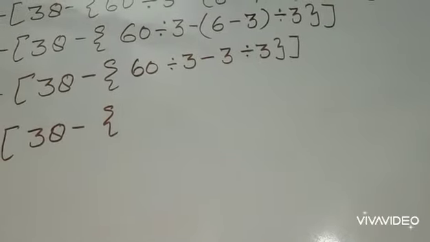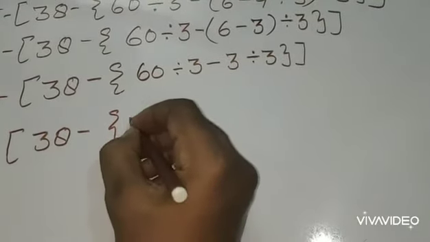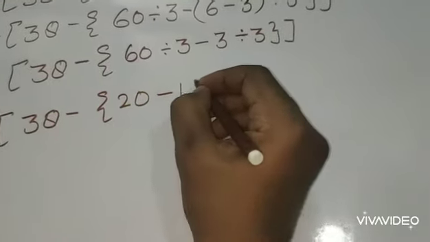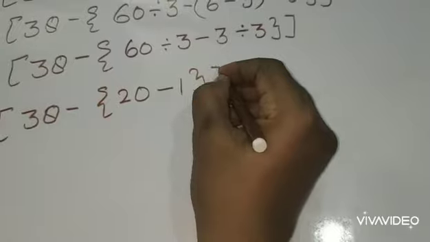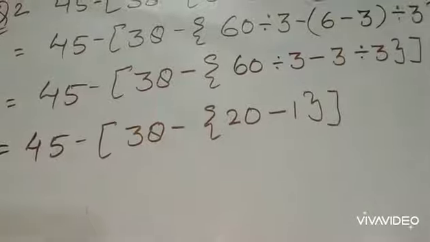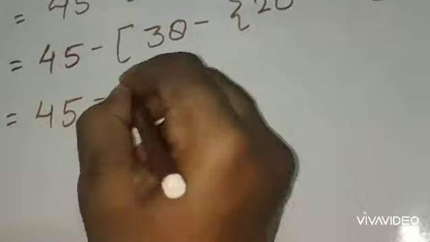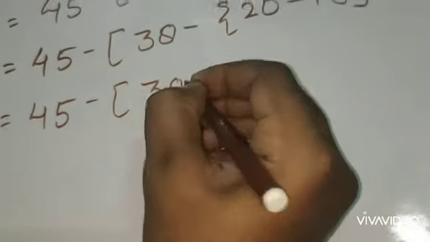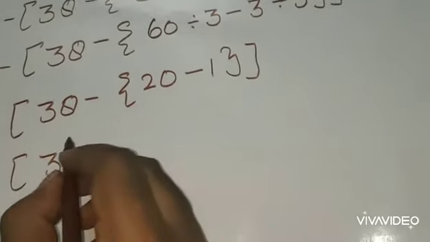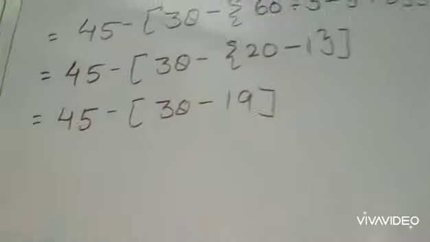So the division is to be solved first. So from here 60 divided by 3 is 20. Again 3 divided by 3 is 1. Now I have not removed the curly bracket because it has not yet been solved. Now in the next step the curly bracket will be removed. So 20 minus 1 is 19 and the bracket is removed.